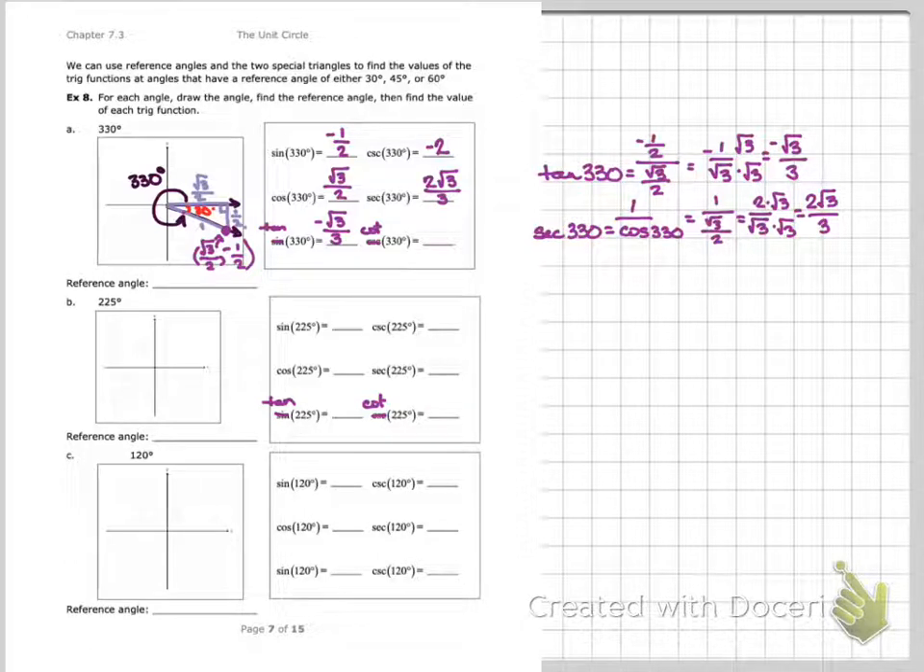Cotangent of 330 is 1 over the tangent, which also means it's the reciprocal of tangent. So you guys, I'm going to take what I have up here, this tangent ratio right here, and I'm going to flip it over. Square root of 3 over 2 over negative 1 over 2. And I get negative square root of 3.